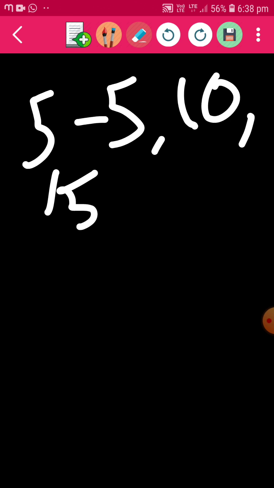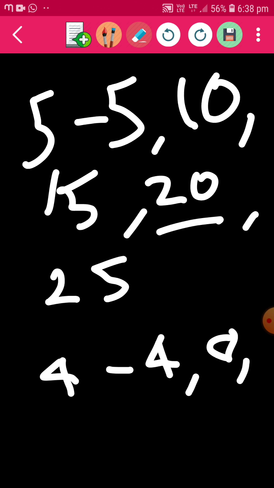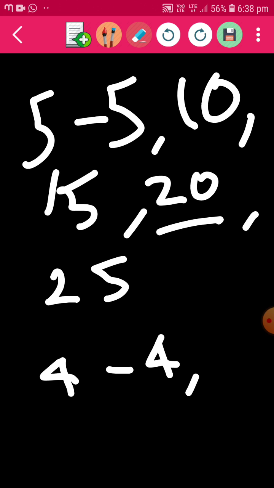Now one question has been given: compare the fractions 2/5 and 3/4 using the LCD. First we need to find the LCM of the denominators. The multiples of 5 are 5, 10, 15, 20 and 25. And the multiples of 4 are 4, 8, 12, 16, 20. So 20 is common in both, so it is the LCM of 4 and 5, that is 20.